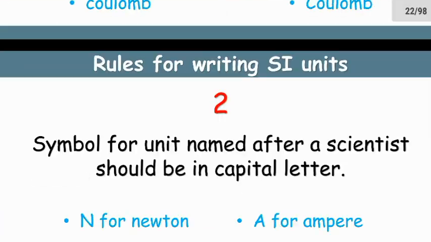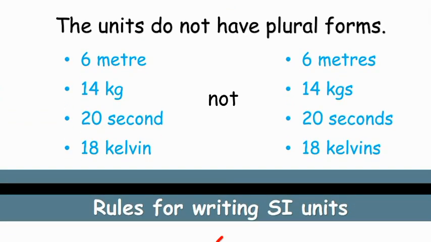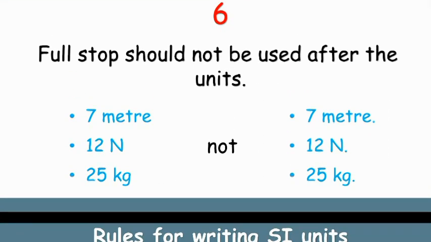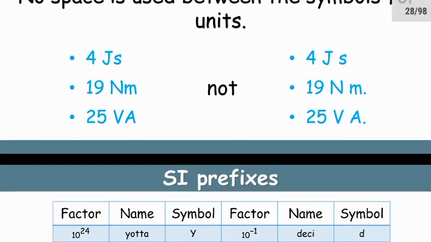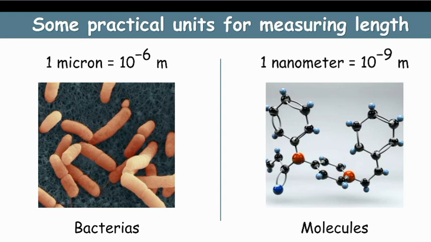We have already discussed different rules for writing SI units, like they should not have any plural form, and there should not be any full stop after the unit, etc. Now some practical units for measuring length. 1 micron is a unit of length, and 1 nanometer is also a unit of length, but our standard unit is the meter. In the International System of Units, our standard base unit for length is the meter.